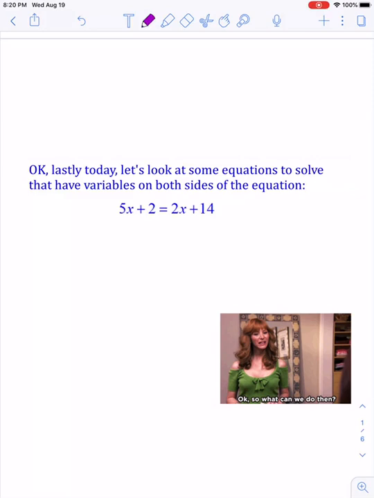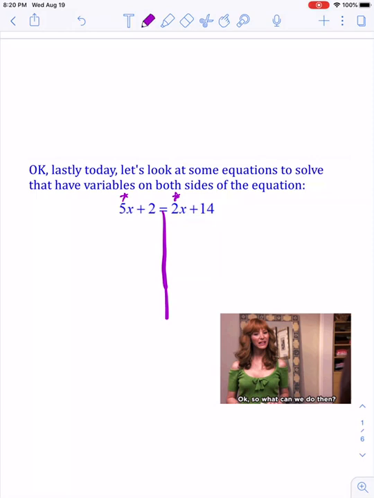So here's an equation, looks a little bit different, obviously because there's an x on the left hand side of the equation and an x on the right hand side. The process is basically the same, except maybe the first step is a little bit different. Just like with the equations that we did last time, can I simplify anything on each side of the equation? It doesn't appear that I can.